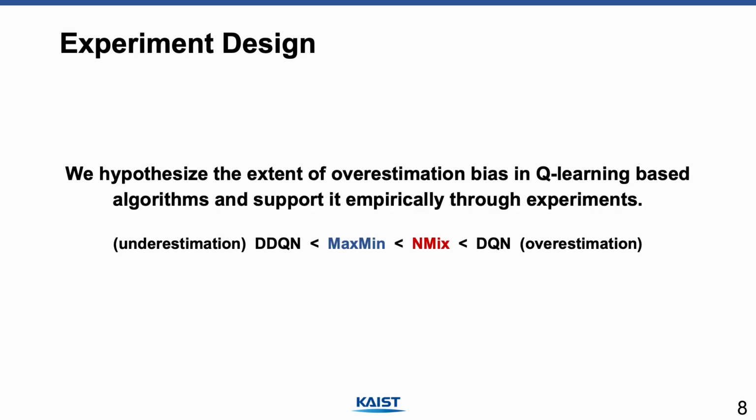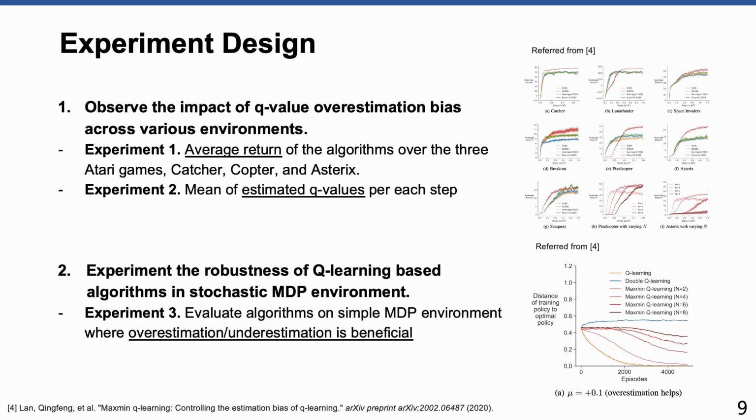Following the proof of the previous slide, we hypothesize that NMix will overestimate compared to max-min and DDQN, but will still be able to mitigate it more than DQN. We established two experiment objectives. We want to observe the impact of Q-value overestimation bias across various environments. To achieve this, we measure the average return over the 3 Atari games and also estimate the mean of estimated Q value for each time step during training.